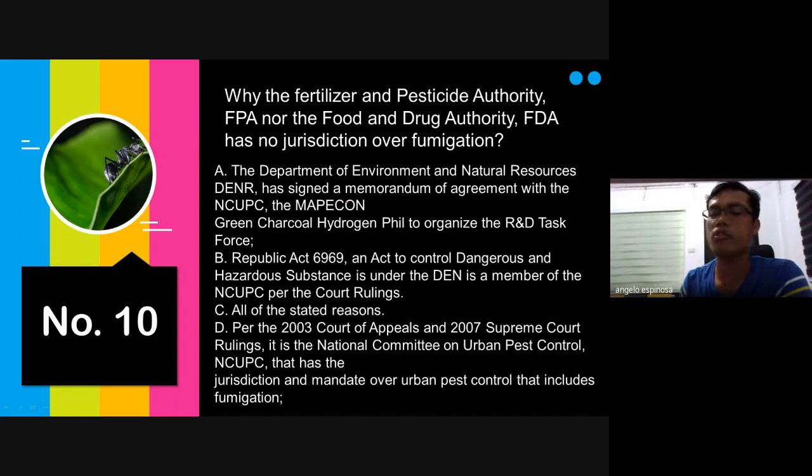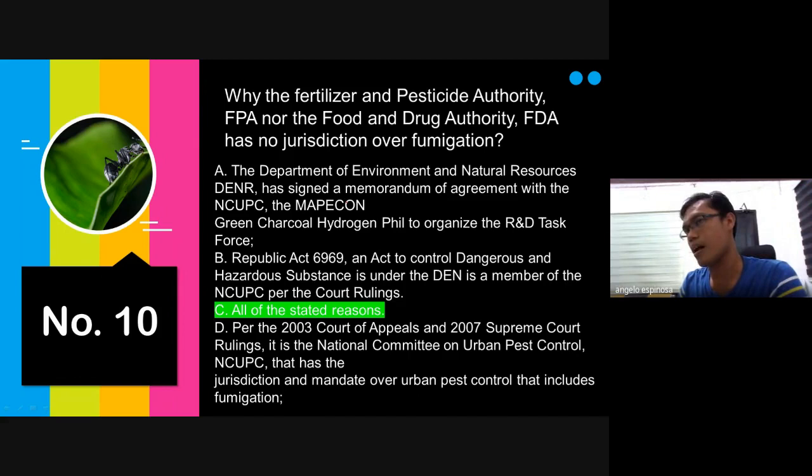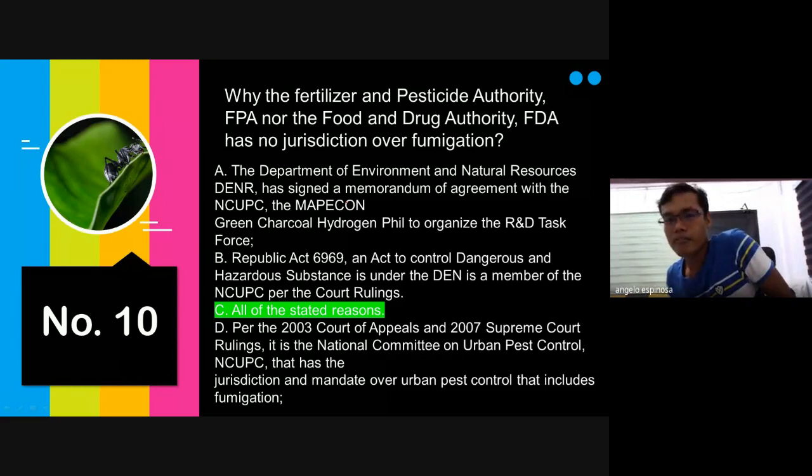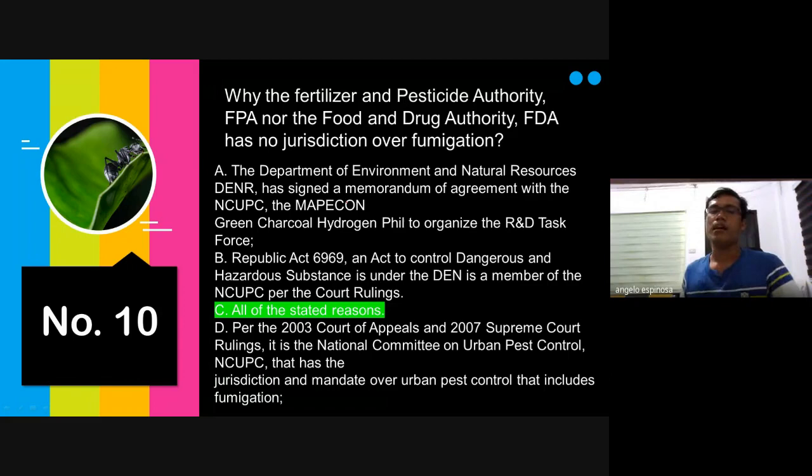What do you think is the correct answer? The correct answer is letter C, all of the stated reasons are correct. Okay, because the DENR, ito yung sinasabi ko sa inyo, it is the MAPICON versus the FDA. Yung FDA ay nag-overpass sa, nag-bypass dun sa, bypass ba ang term dun? Nakalimutan ko na talaga. Basta overpass siya dun sa power niya, no? The FDA, the Food and Drug Authority, and the FPA, Fertilizer and Pesticide Authority, nag-overpass sila dun sa power nila.